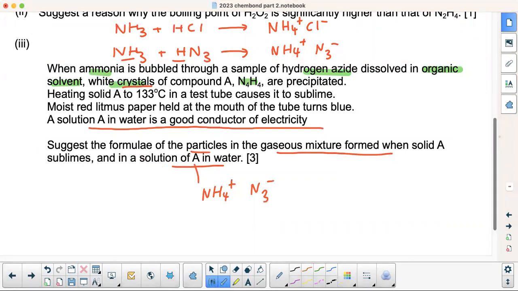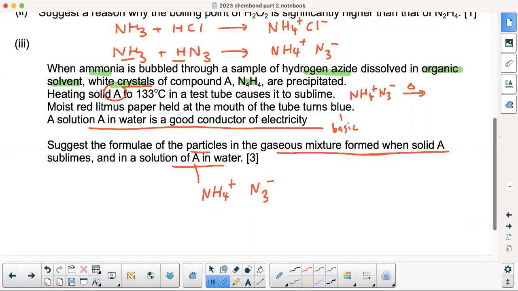Okay, how about this part here? When solid A sublimes, what is it? So heating solid A, you're heating this NH4 plus N3 minus. Then after that, they say the moist red litmus held at the mouth of the test tube turns blue. Turns blue means it is basic. So there must be a basic gas, right?